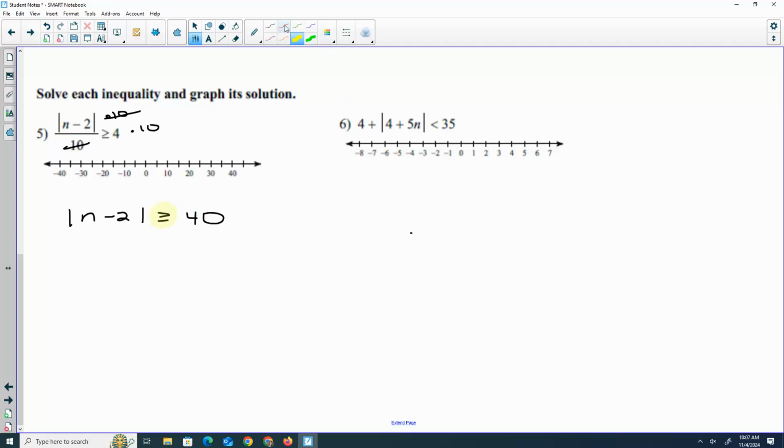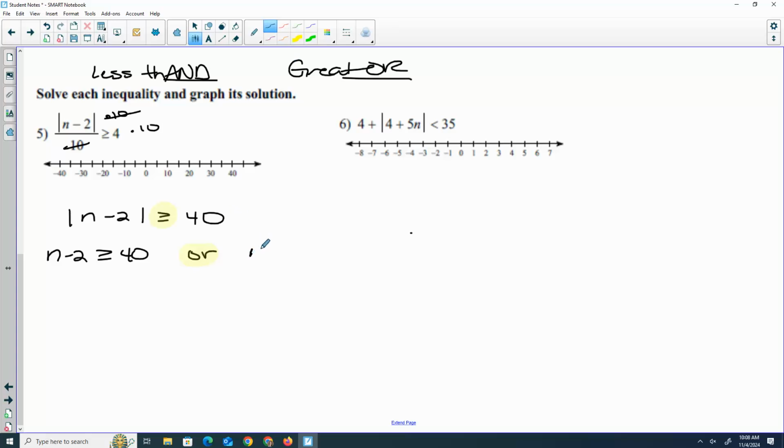So remember we talked about less than, great or. So this is a great or. So we do 2 separate pieces. So this is where you really need to pay attention. We write one piece where we just drop the absolute value. Or, for the second piece, we flip the inequality and make it a negative. So if it was a greater than, we're going to have 2 separate pieces, like those ors. So our final graph will go 2 separate directions.